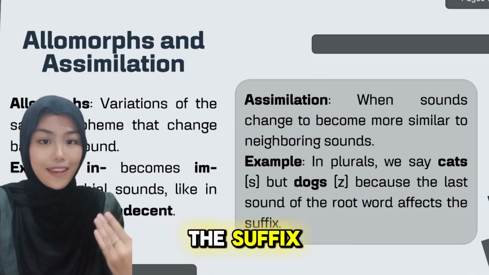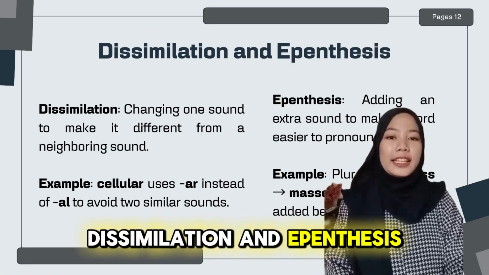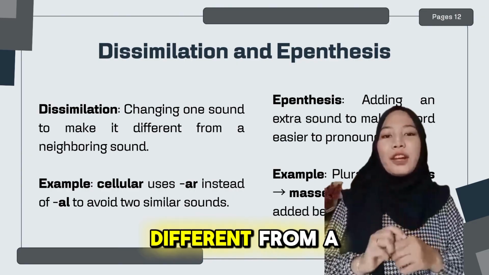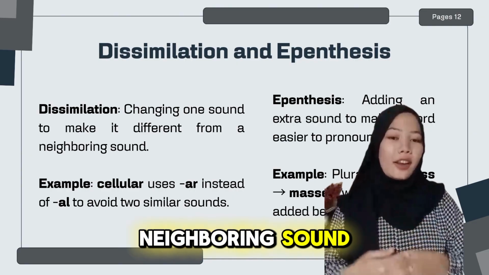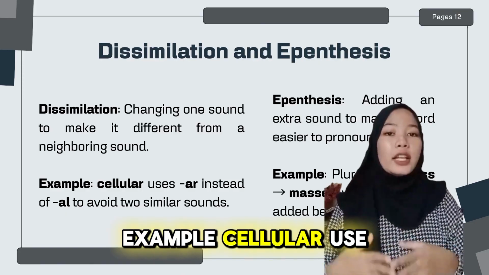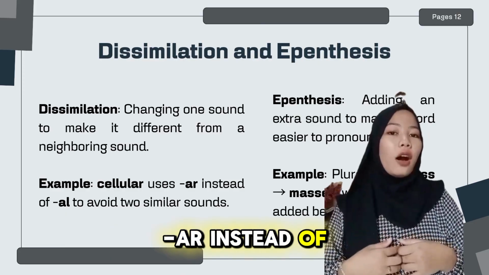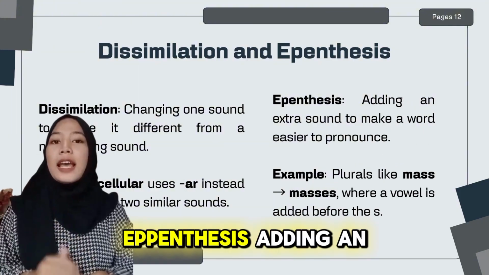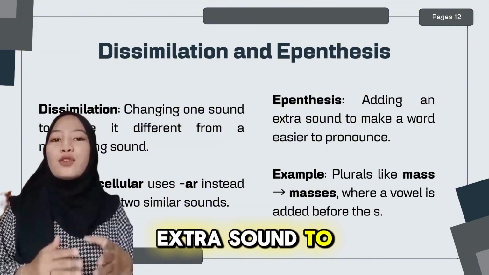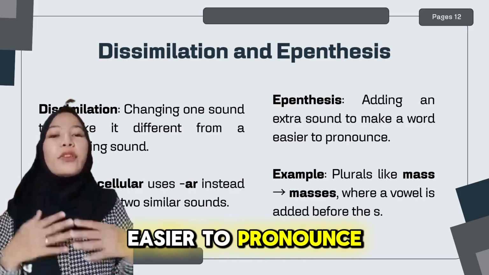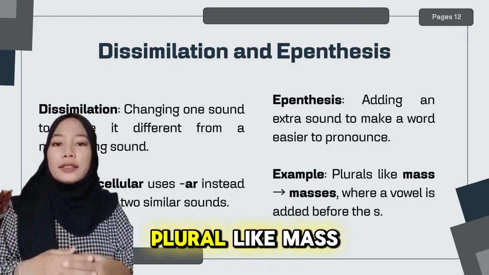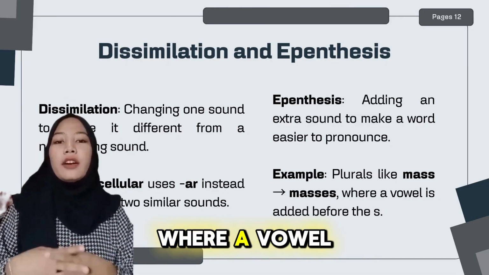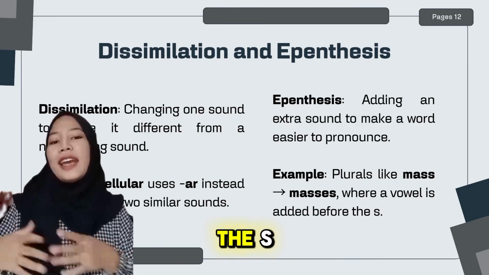word affects the suffix. Dissimilation and epenthesis. Dissimilation is changing one sound to make it different from a neighboring sound. For example, cellular, using r instead of l to avoid two similar sounds. Epenthesis is adding an extra sound to make a word easier to pronounce. For example, plurals like mess become messes, where a vowel is added before the s.